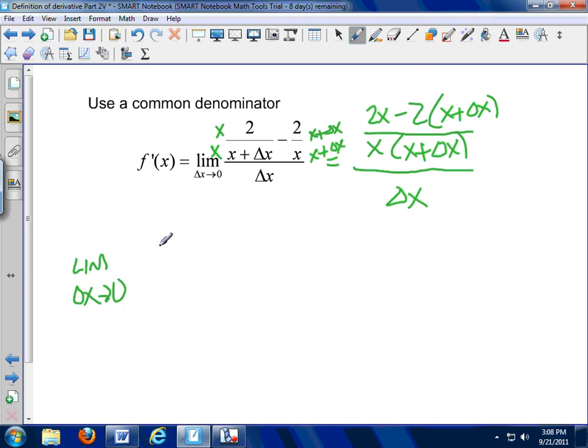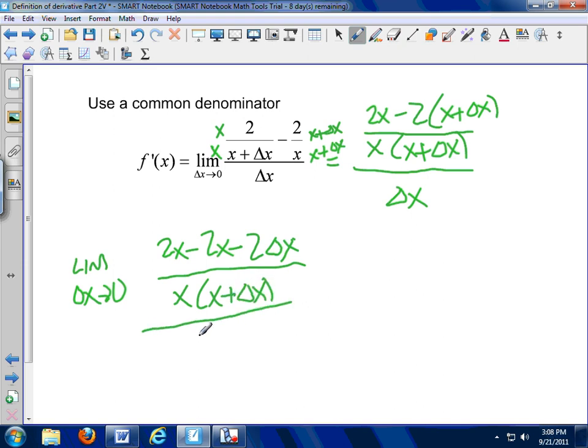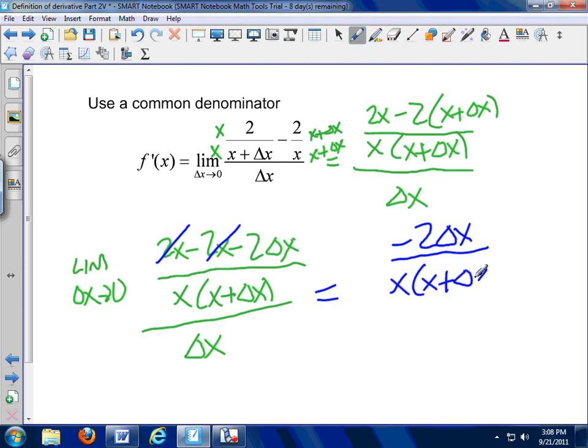Okay? On the top, I've got 2x minus 2x minus 2 delta x, all over x times x plus delta x. All that's over delta x. It's not looking any better. But, good news, 2x minus 2x, gone. Okay, I've got a better looking fraction, not much better looking: negative 2 delta x over x times x plus delta x, all that over delta x.